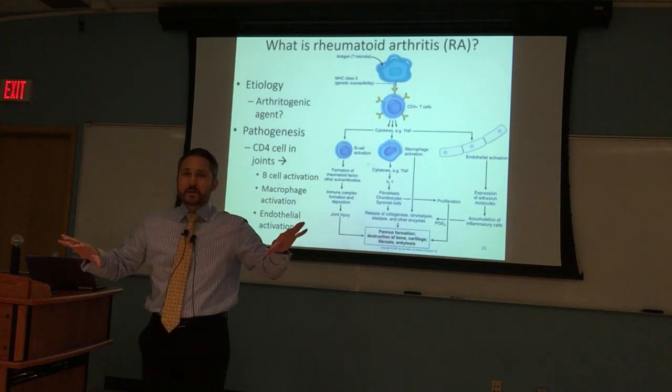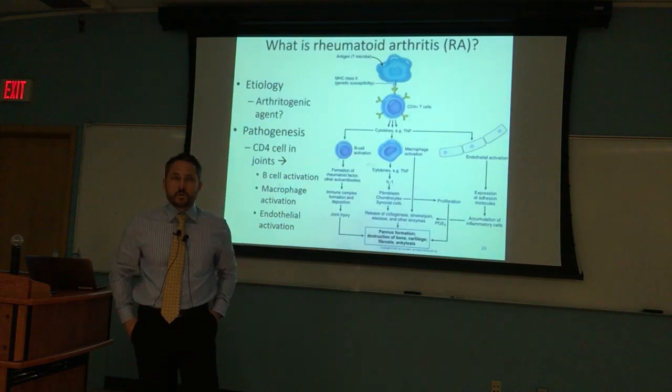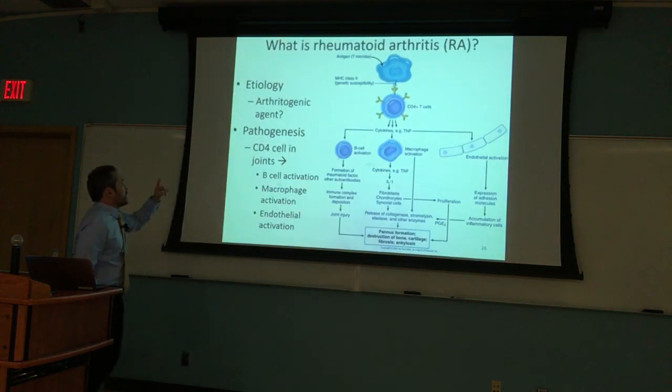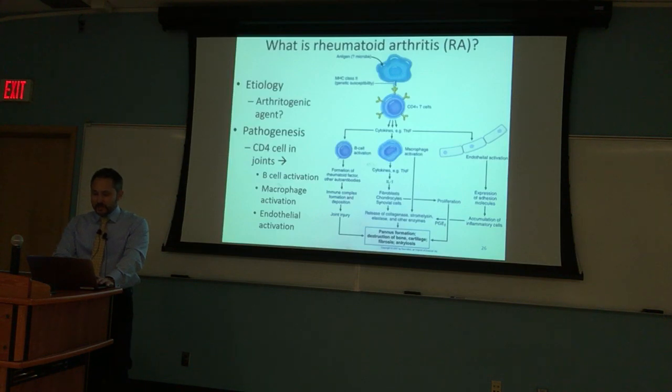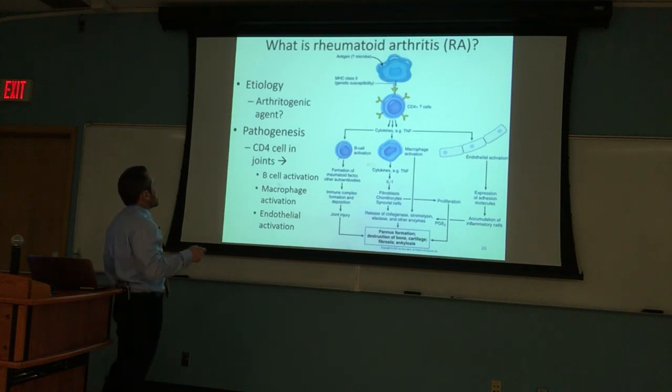It actually targets the joints ubiquitously, okay? So the etiology, the thought process, is that the arthritogenic agent is type 2 collagen. It's thought that there's a hypersensitivity to type 2 collagen, which is found in many different places in the body.